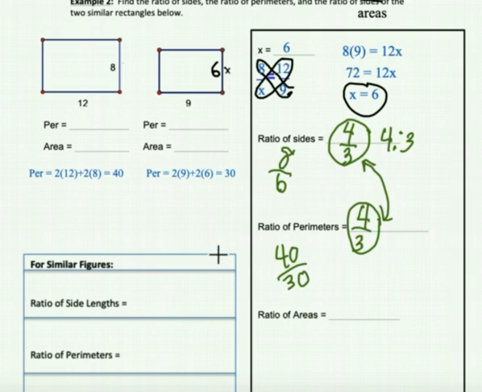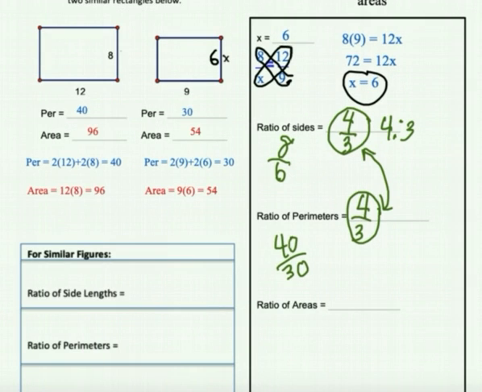The ratio of the areas, that's a little different. Let's take a look at that. Okay, now let's see how the areas compare. They don't compare the same way that perimeters or sides compare, but there is a relationship between this ratio and the ratio of areas. Well, the area of any rectangle is length times width. So the area of the larger rectangle will be 12 times 8, which is 96. And the area of the smaller rectangle will be 9 times 6, which is 54.